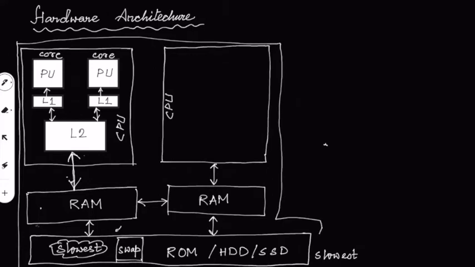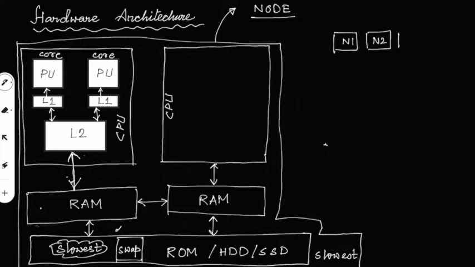This entire thing lives in a motherboard, and this full thing is usually called a node. And in a real parallel computer, you will have several of these nodes. So node 1, node 2, node 3, node 4, etc. And they will be connected through a network. So there is a network through which these nodes are connected. This is grossly the architecture of a computer that you use today.